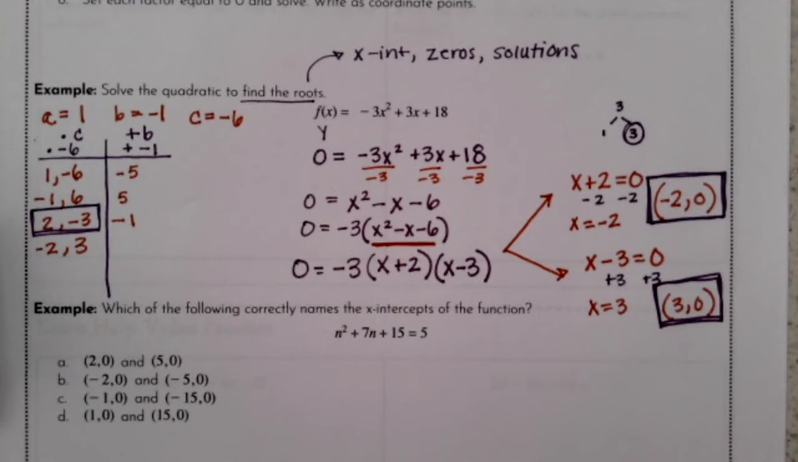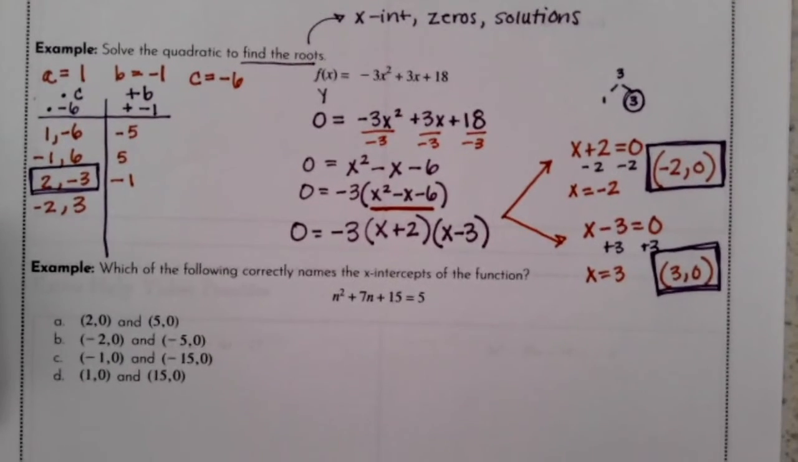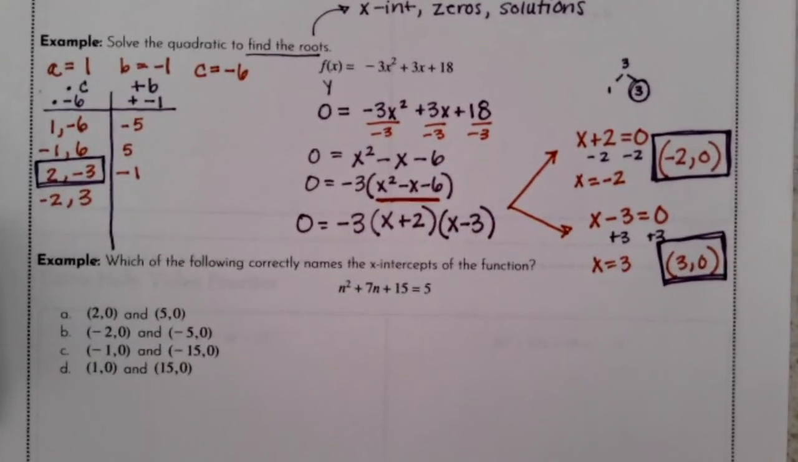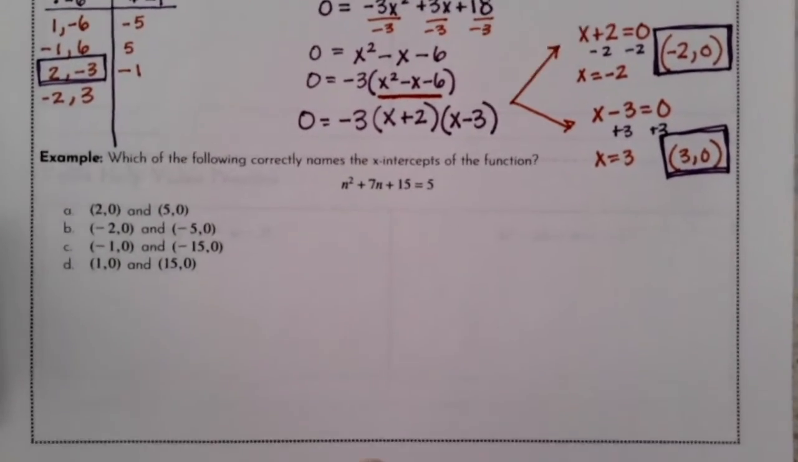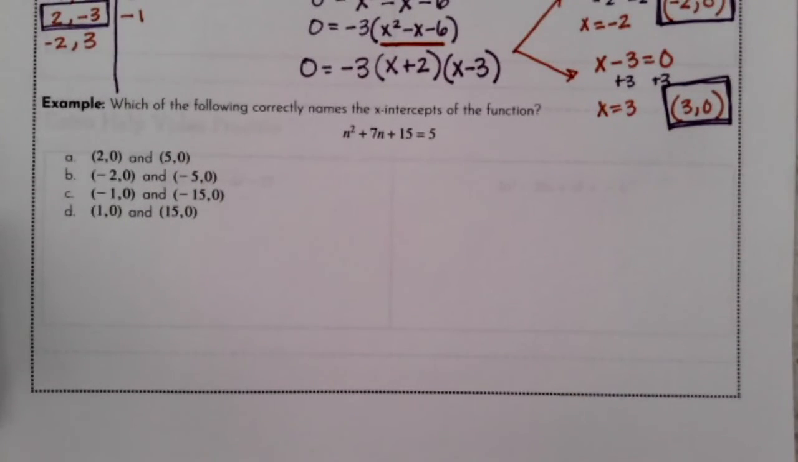So now I do want to do one more. I know this video is a little bit longer than normal, but factoring just has quite a bit of steps at first. So let's look at this second example, and I'm going to have you try most of it, but I'm going to start it for you. It says, which of the following correctly names the x-intercepts of the function?